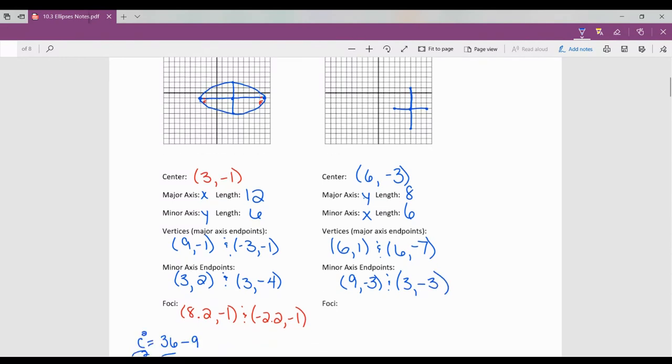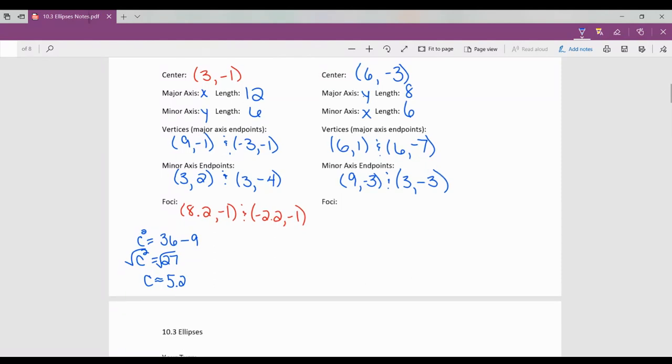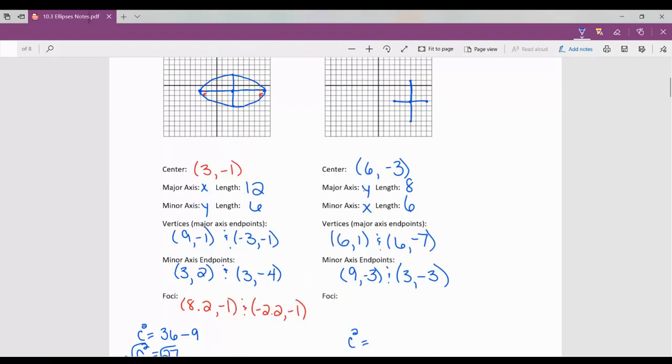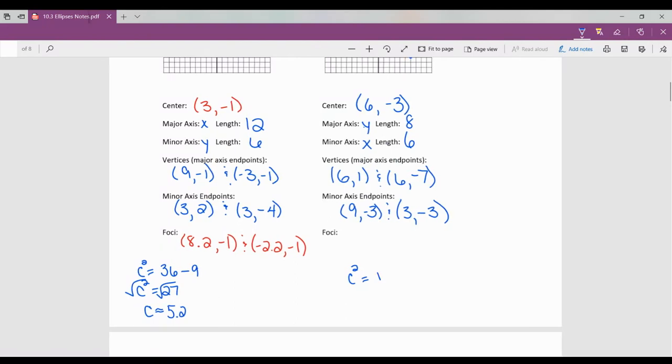All right, and now my foci, I have to do c squared equals a squared minus b squared, so 16 minus 9. So c squared equals 7. So c is going to equal the square root of 7, which is approximately 2.6.